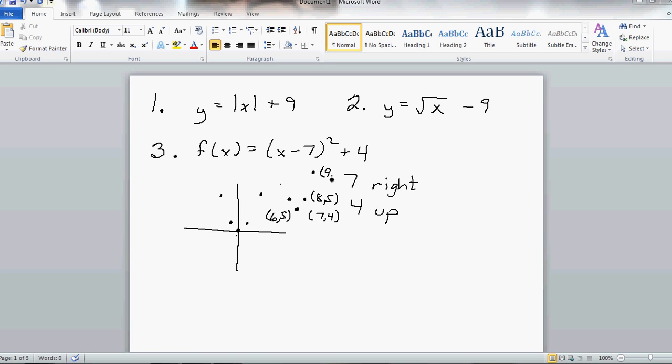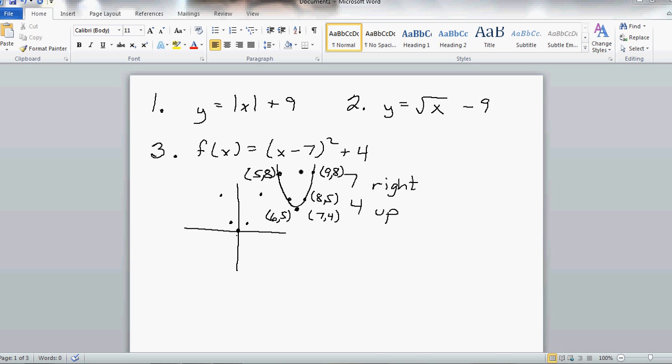Becomes 9, 8. And then finally this one, go 7 over and 4 up. And this would be the point 5, 8. And this is where our new parabola goes. Our new square function. It's going to have the exact same shape. It's just been shifted 7 to the right and 4 up.